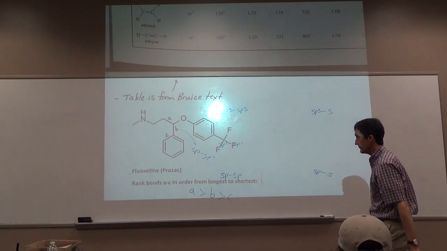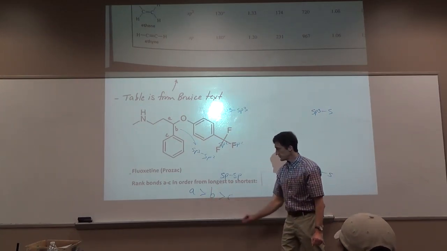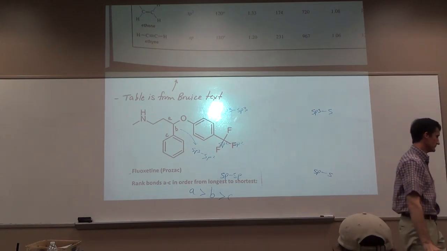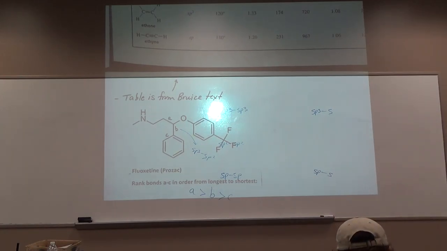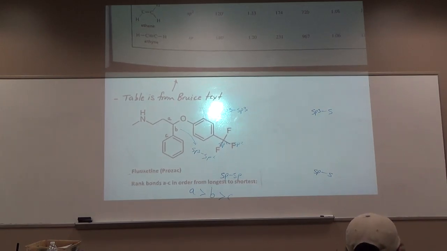What was that bond length? Okay, which bond is strongest? C. Lower energy orbitals make stronger bonds. Also, the shorter the bond, typically, that can usually correlate to the stronger bond.